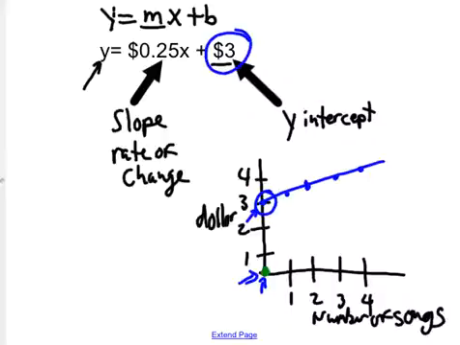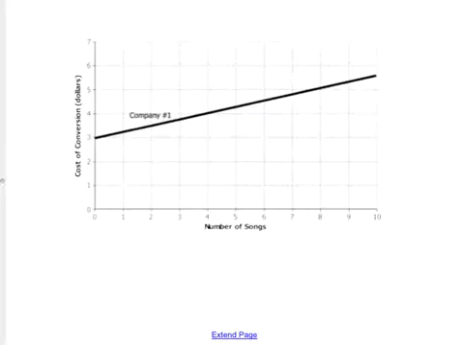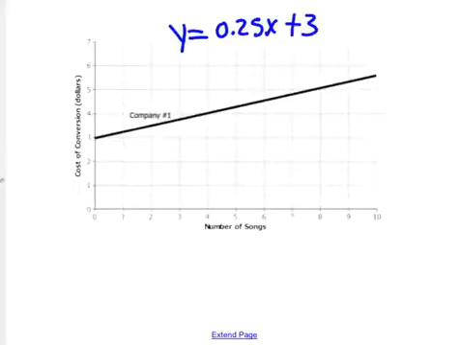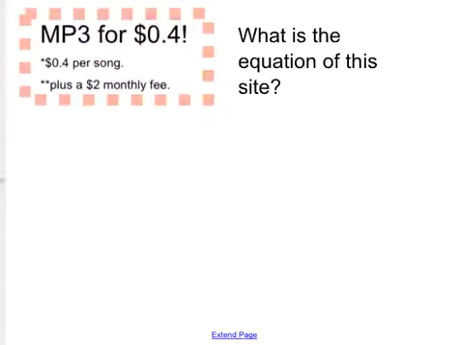And I've got a nice little example of that right here. Here's an actual cost conversion in dollars of my y equals 0.25x plus 3. And that's that line. Now, let's say I find another company that's selling MP3s for not 25 cents, but look at this, they're selling them for 0.4 cents.